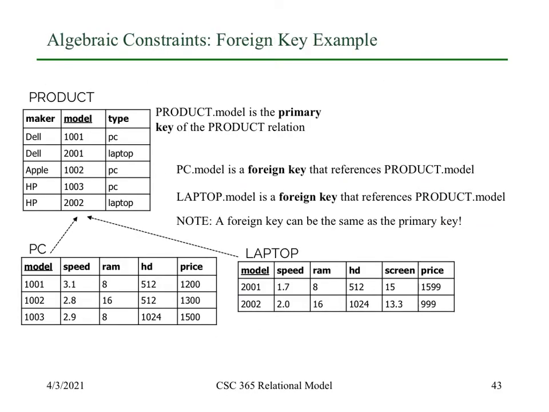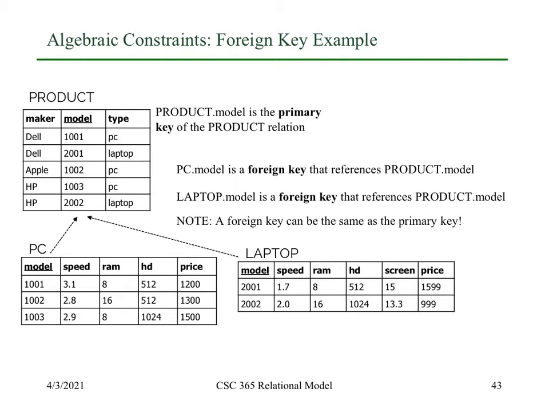Here's another example for foreign keys. We've got three tables, a product table, a PC table, and a laptop table. They all happen to have the same primary key. Products are uniquely identified by their model number, presumably, and the PCs also have a model number that will be a primary key for them, and the laptops will have a different product number. There seems to be some convention going on, although it's not specified, that laptops begin with a 2 and PCs begin with a 1.